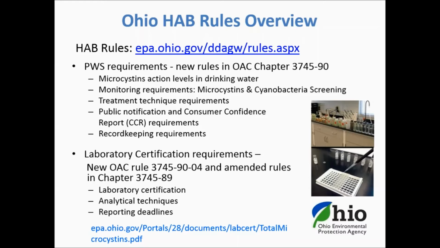One of the most important requirements is the treatment technique, which requires public water systems to consider how to optimize current treatment if a HAB were to occur, and also to consider treatment capability holistically and identify the long-term needs and potential infrastructure improvements that could be necessary. The rules also provide lab certification requirements and analytical techniques. Our total microcystins method is available online at the link at the bottom of the page. Next slide.